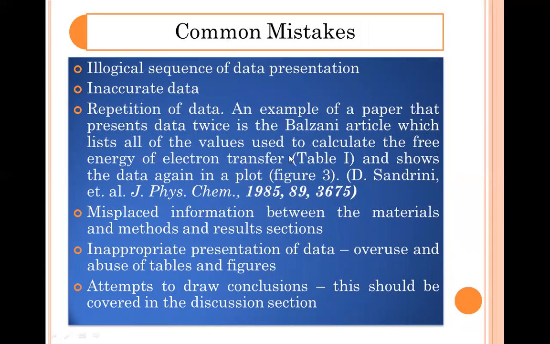When you're presenting the results of your study, the results are not presented in a logical way. You don't have a logical method of presenting data. That is a problem. Then comes inaccurate data. The findings are okay, but when you're reporting the findings, you fail to report your results accurately. And thirdly, repetition.